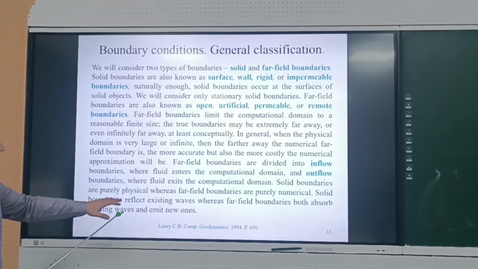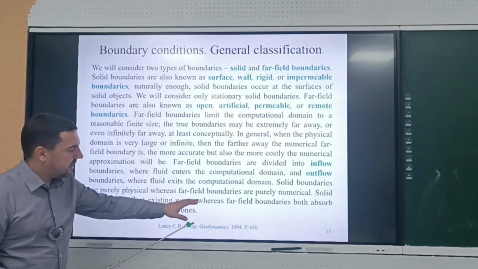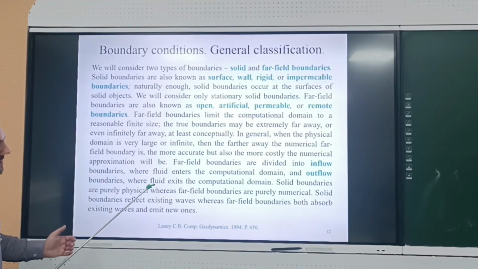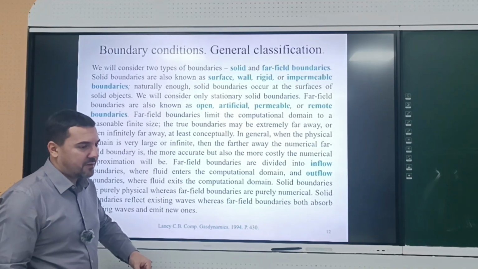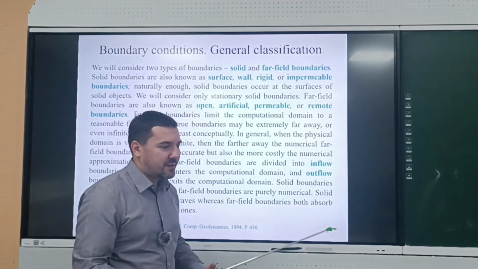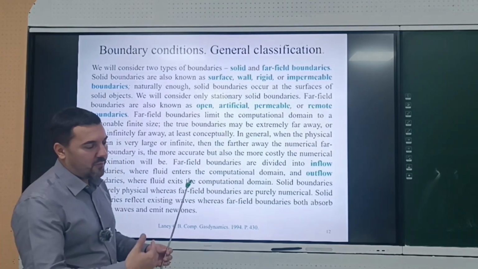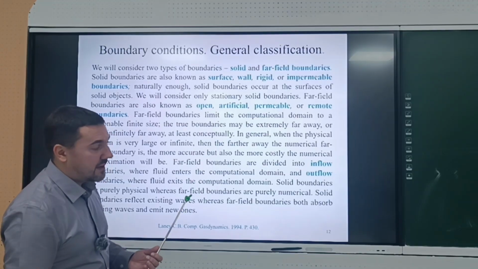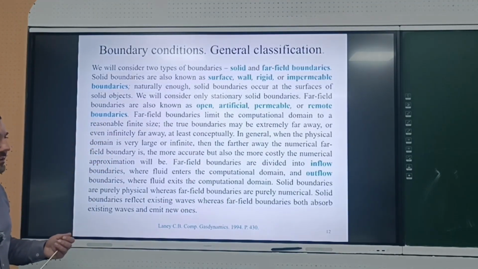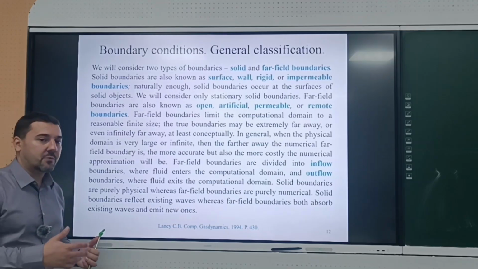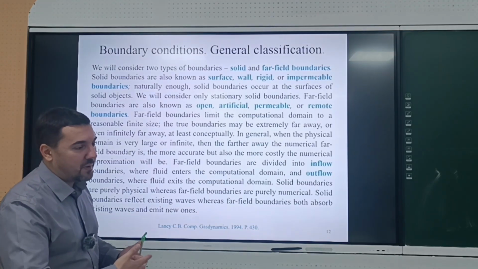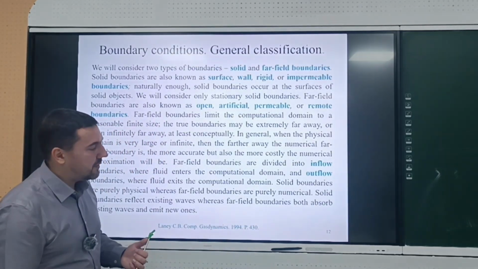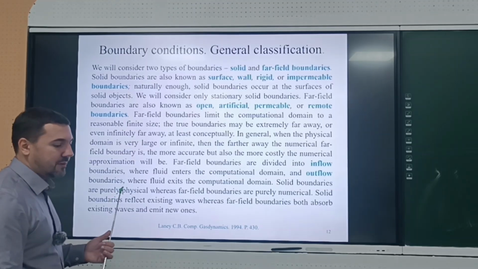Solid boundaries reflect existing waves. At the same time, far-field boundaries both absorb existing waves and emit new ones. So far-field boundaries are dangerous because there is an interaction of your waves from your computational domain with these boundaries. And the problem is that usually you're not able to predict what will happen when the different waves from inside of your computational domain interact with your far-field boundaries. And that's the problem.